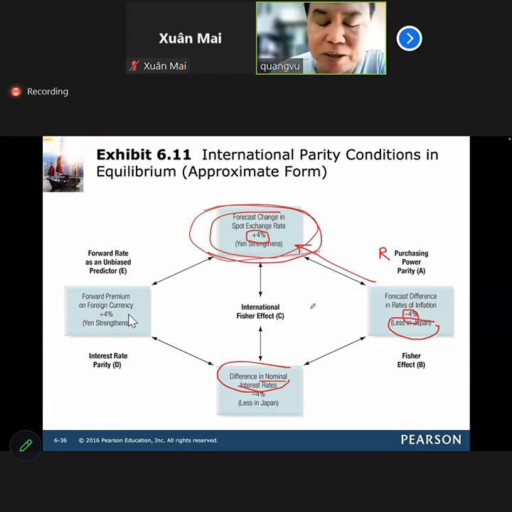Why? Because the Fisher effect says the difference in nominal interest rate between the countries is exactly the same as the difference in inflation rate between the two countries. Why? According to the Fisher effect, the real rate between two countries must be exactly the same, to prevent any arbitrage activity in the future.